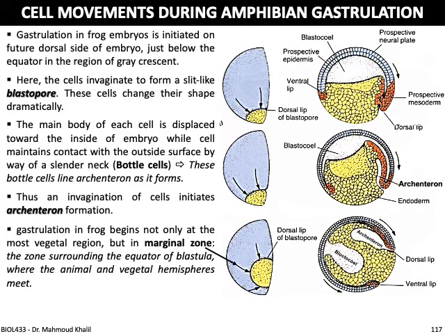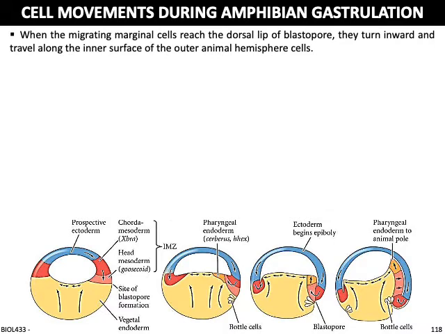Gastrulation in frog begins not only at the most vegetal region, but in the marginal zone as well, which is not seen in the sagittal section, but you can see from the outside view how the cells from the marginal region are migrating. But from the sagittal section, you only see the cells migrating from the dorsal and the ventral hemisphere. When these migrating marginal cells reach the dorsal blastopore lip, they turn inward and travel along the inner surface of the outer animal hemisphere, as you can see from the figure.